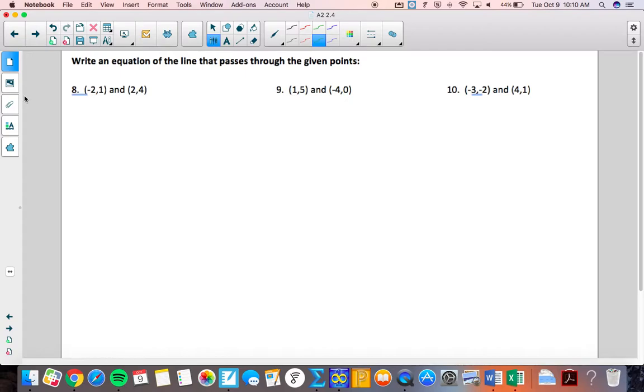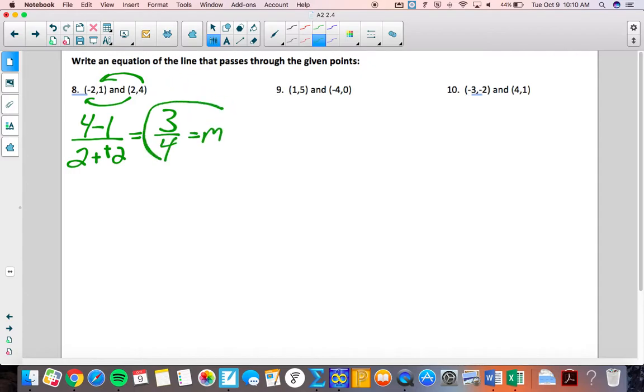Write the equation of the line that passes through the given points. So now we need to find the slope as well. So let's do a quick slope calculation. So we got 4 minus 1 on top. On the bottom, 2 minus -2. 2 minus -2. Change in the y's divided by change in the x's. So on top we get 3, and on the bottom we get 4. So that's my slope. I'm going to circle that because that's a good piece of information. Now I need to find the y-intercept.